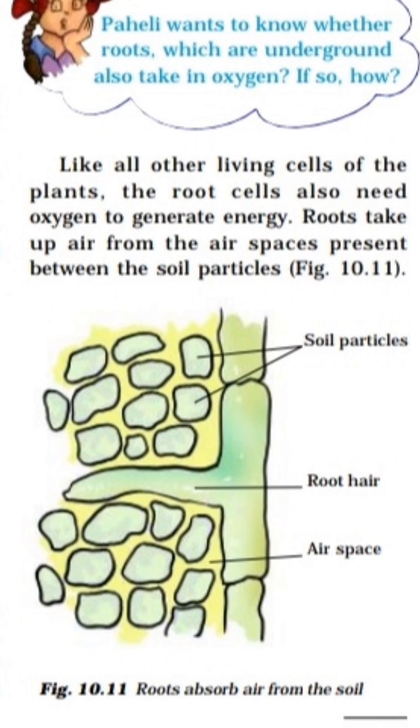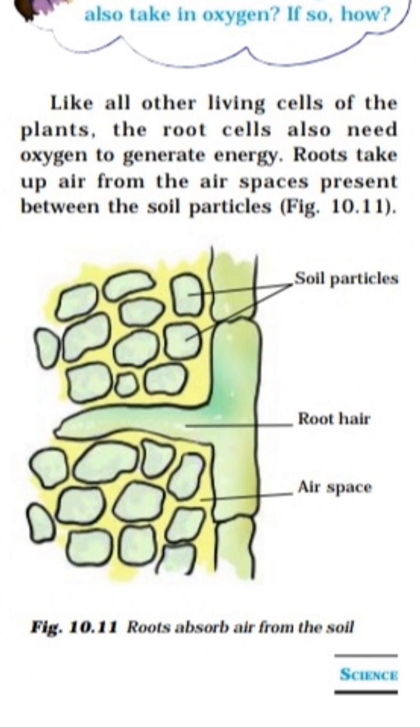Roots take up air from the airspace present between the soil particles. Now see figure 10.11, root absorbs air from the soil. Here the root is present, then the root hair, and the soil particles. Between the soil particles there is a gap, a space, an airspace. From that they take oxygen.